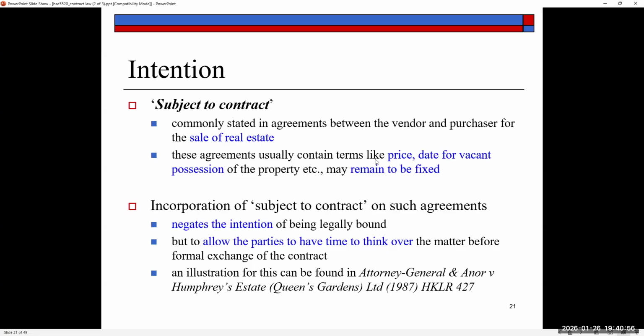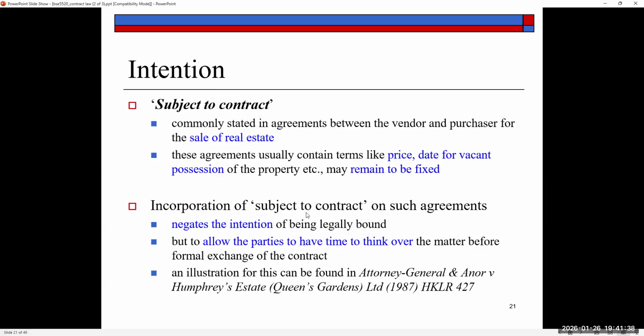So when you are going to buy a property, usually you will know the price. So it is 5 million, 6 million, or what, right? But the date for vacant possession, that means the seller is to make the flat vacant for you to possess, could be fixed to be agreed. It could be 2 months, 3 months, 4 months later. Then during the negotiation stage, usually that agreement is stated with a quotation, subject to contract. That means it's not yet legally bound. That means there is no intention yet to be legally bound.